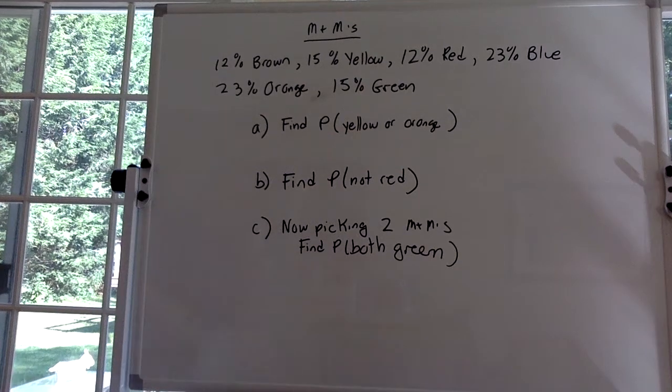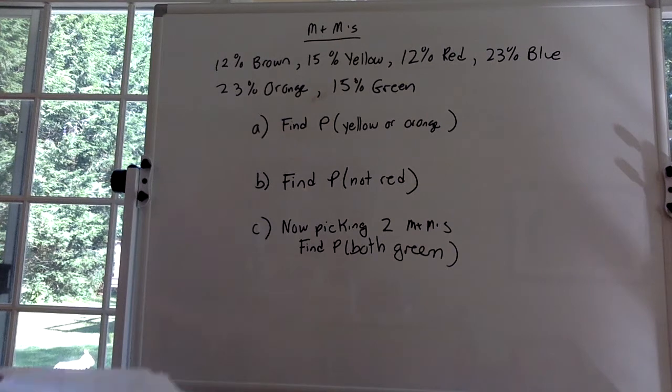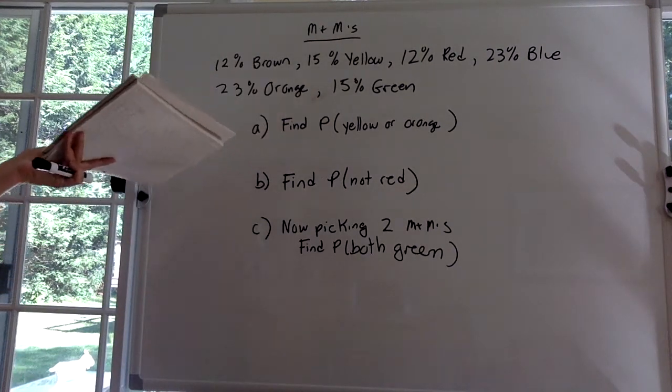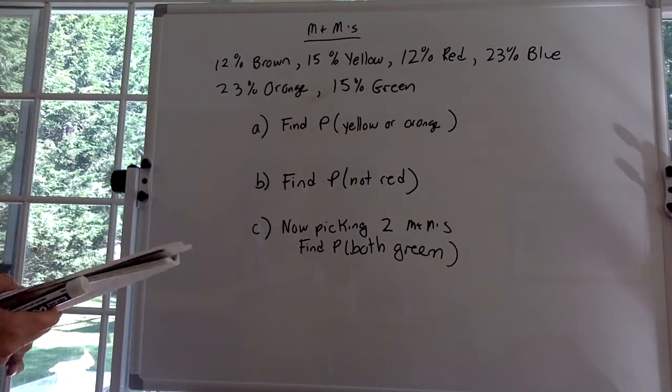Okay, here we have an M&M problem, and they're talking about a big bag of M&Ms, and they give the percentages of each color. 12% are brown, 50% are yellow, 12% are red, and so on. Let's do a few different parts here.